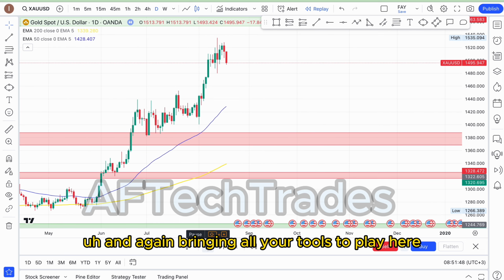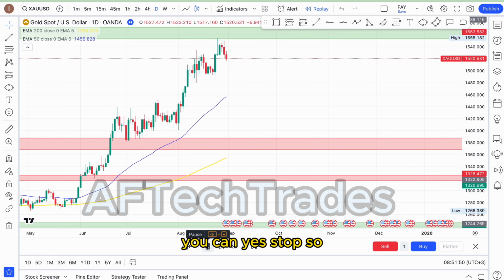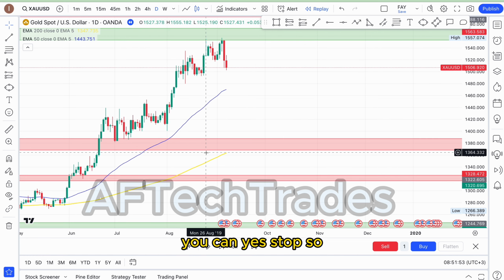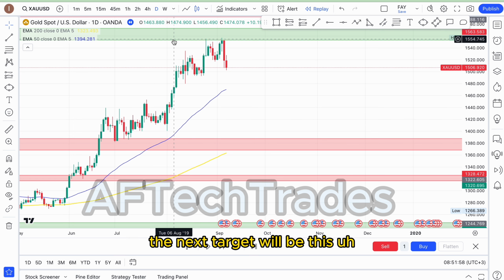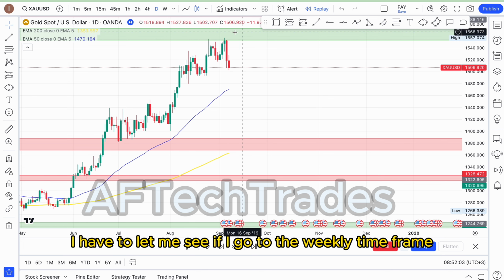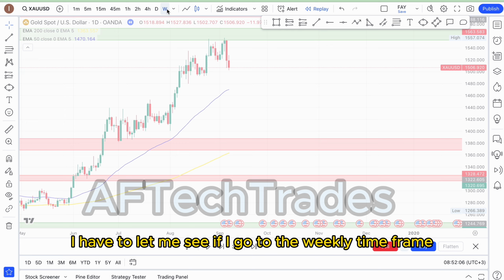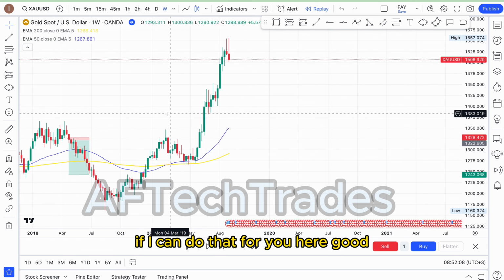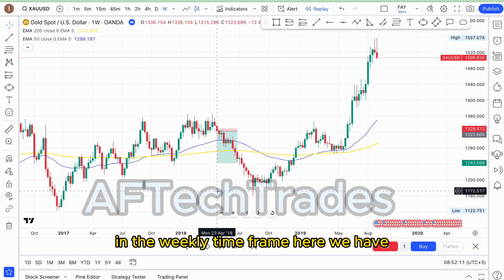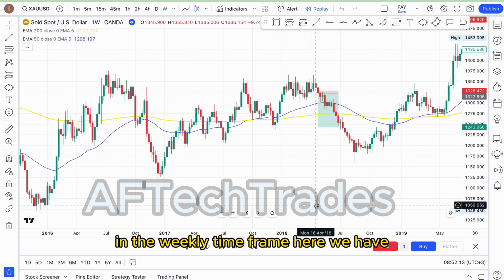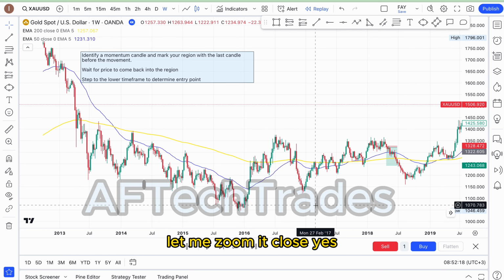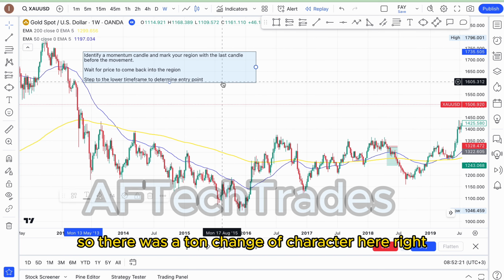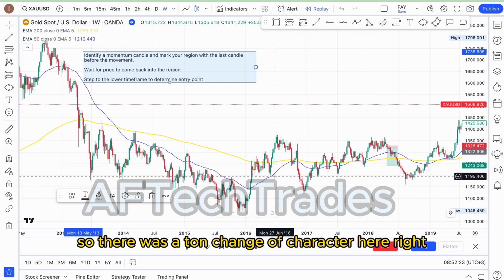And again, bringing all your tools into play here, yes, stop. So immediately it breaks this and you see an entry position. The next target will be this zone. Let me see if I go to the weekly time frame, if I can do that for you here. Good. In the weekly time frame here, let me zoom it close. Yes. So there was a change of character here, right?